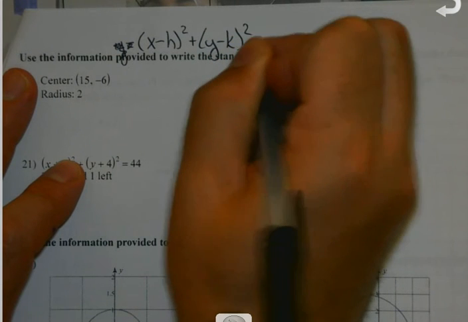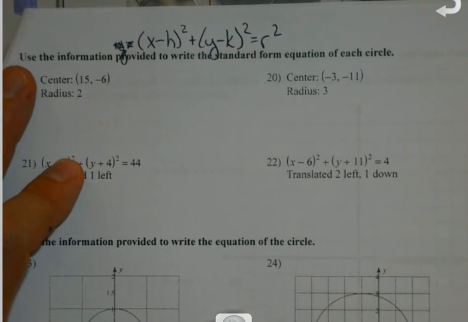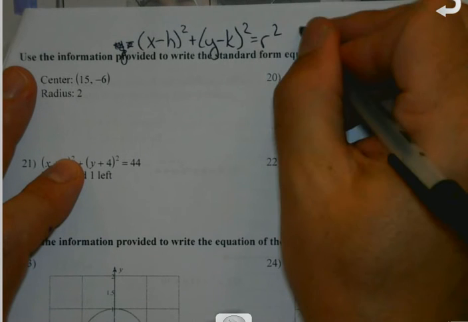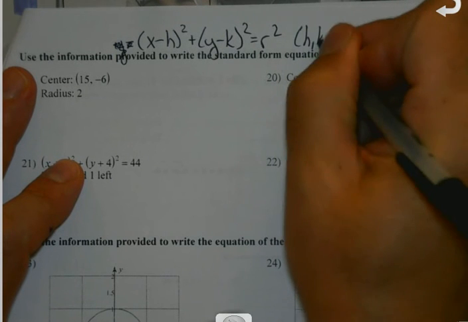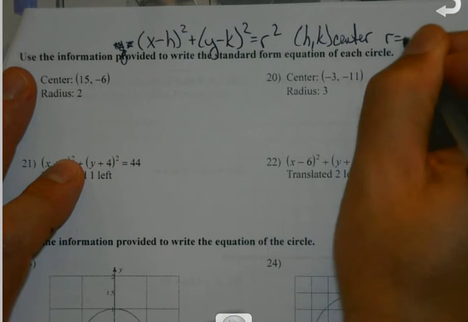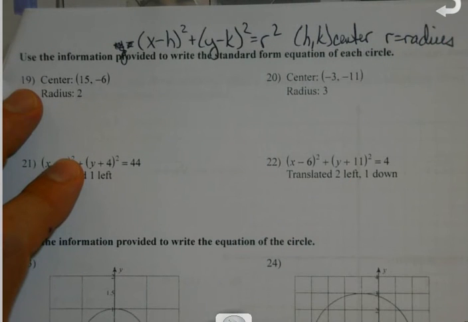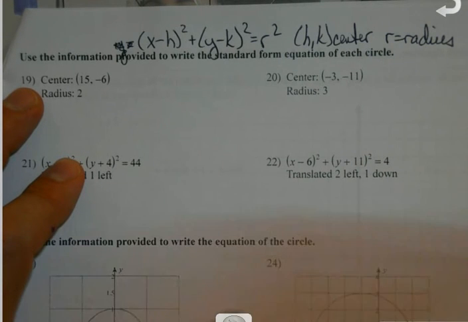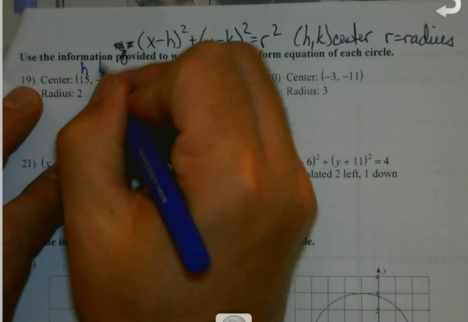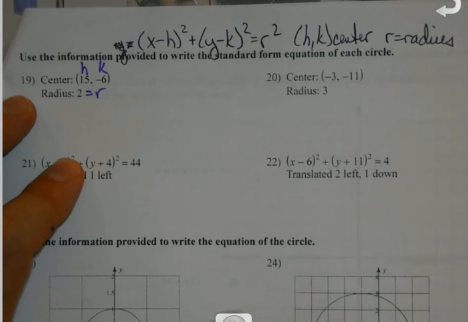And you're going to see something familiar here. You're like, hey, there's that HK thing again. HK is my center. R is my radius. So when I'm asked to write the form of the circle, I'm already given all the info that I need. I have the H and K, and I have the radius.